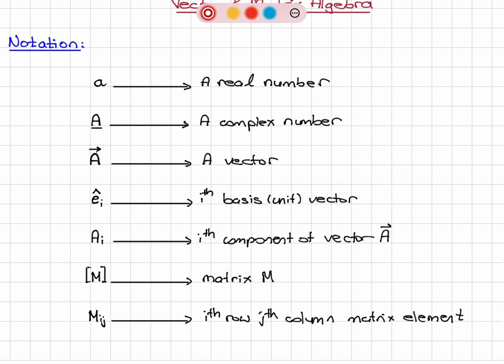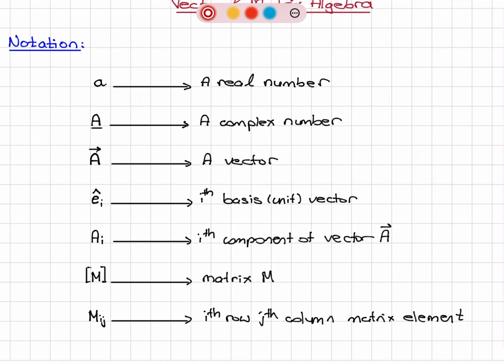So just to summarize, we have a real number a, and then we use A with a line underneath to show it's a complex number, A with an arrow on top to show that it's a vector. The ith basis vector, which is a unit vector, is shown with e sub i hat. The ith component of this vector A is shown as a sub i. For a matrix M, we use square brackets, and we refer to the ith row jth column element of the matrix as M sub ij.